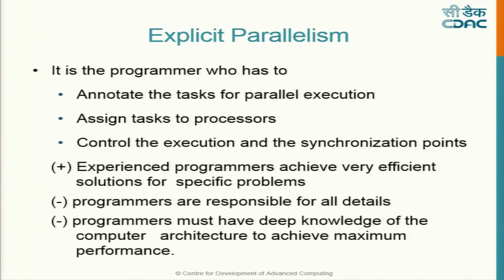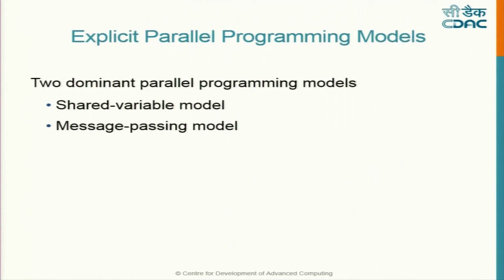But what is the disadvantage? Programmers are responsible for every detail, which means you have to be an experienced programmer with deep knowledge. So one is meant for those who are starting. Once you gain that knowledge and expertise, you can switch over to explicit parallelism. Both of these exist, and it's up to you which one to use. So there are two models that exist: one is called the shared variable model, the other is called the message passing model.